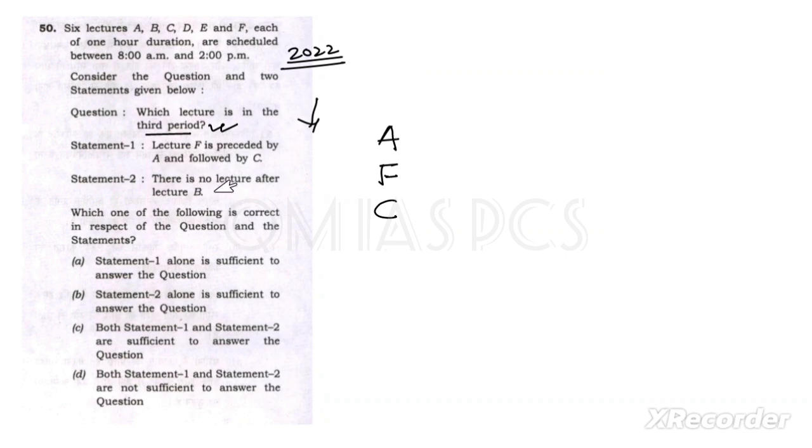Second one is, there is no lecture after lecture B. Okay, so there are 6 lectures: 3, 4, 5, and this is B. After B there is no lecture, so this should be our last lecture. Based on this diagram we can say this is our third lecture. But is this the correct representation or not?